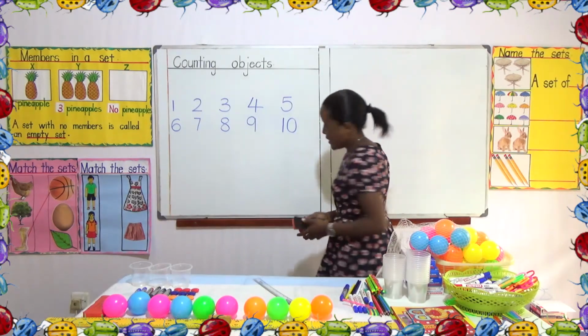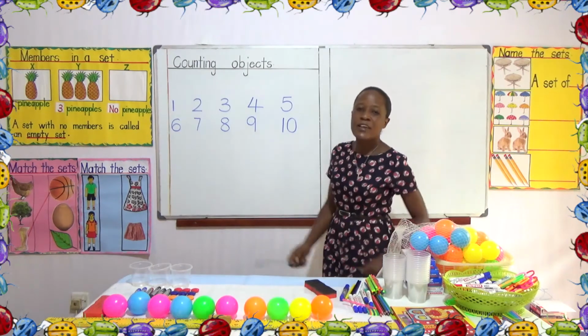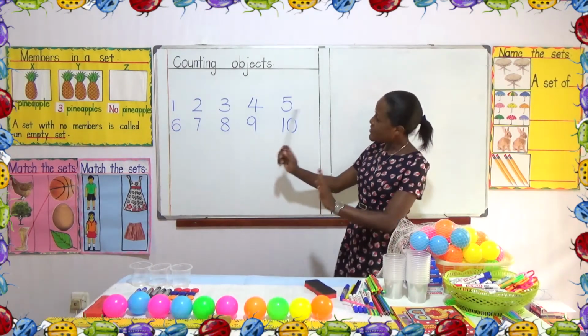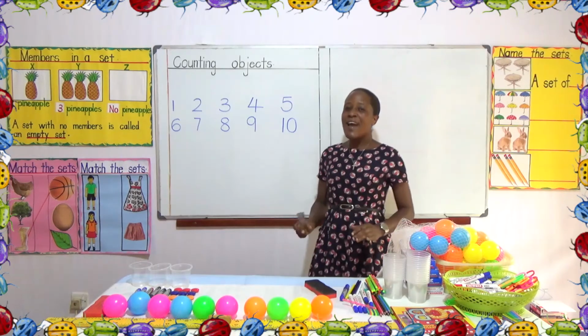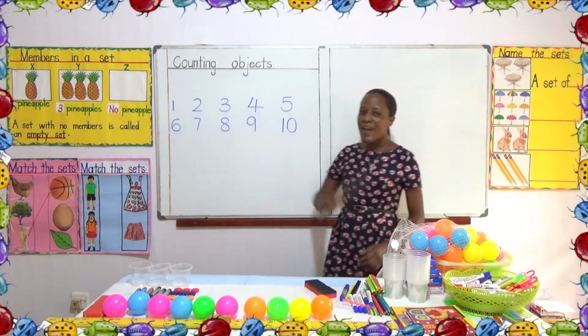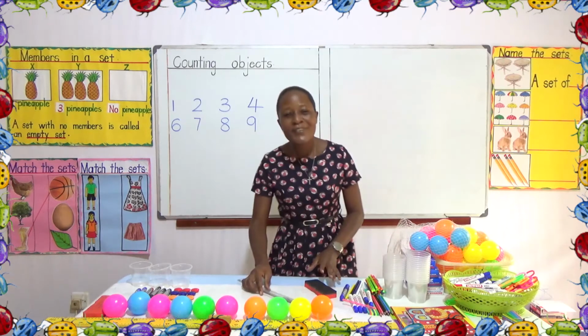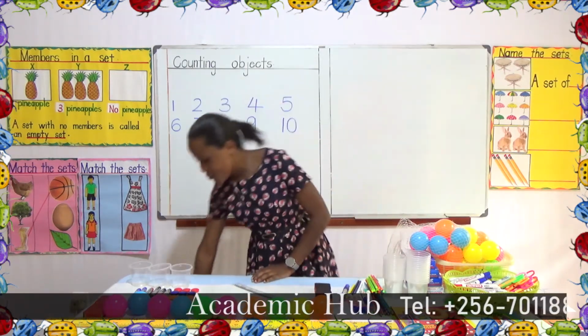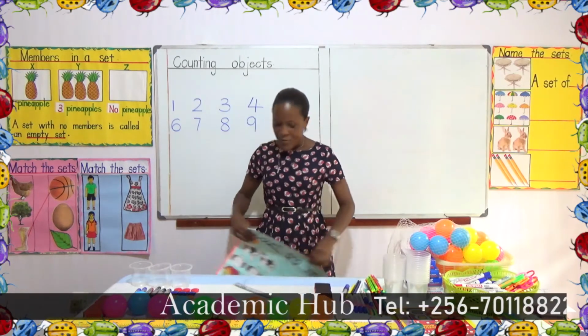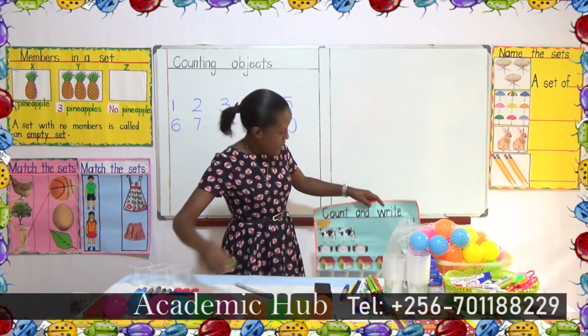So, we have counted objects. I did not draw anything for you on the board, but we counted as I was writing the numbers. Now, I have a chart that we are going to look at today.